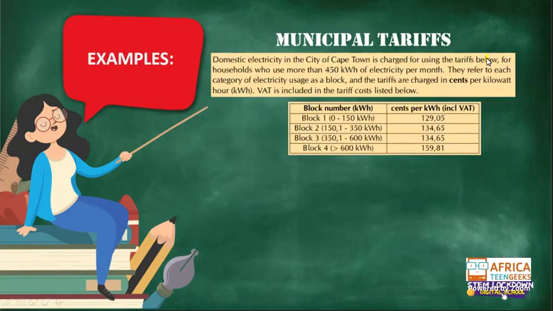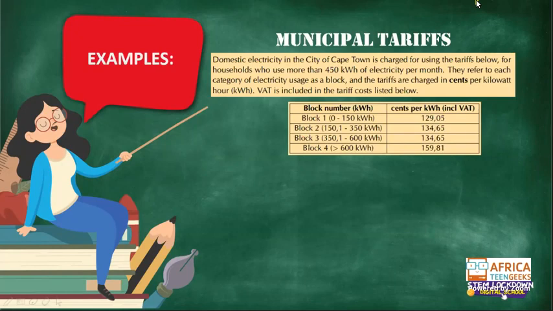Now, this is for electricity. We're going to read this example together quickly, and I've demonstrated it nicely so we can have a look at it. Domestic electricity in the city of Cape Town is charged using the tariffs below. For households who use more than 450 kilowatt hours of electricity per month, they refer to each category of electricity usage as a block. Okay, we will see here we've got block 1 between 0 and 150, block 2 from 150.1 to 300. Okay.